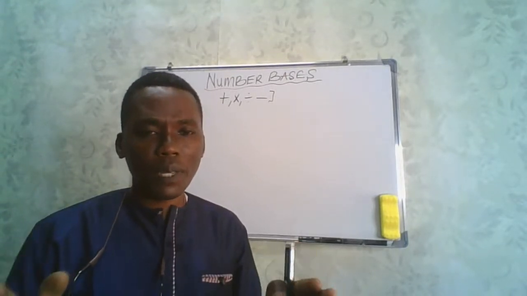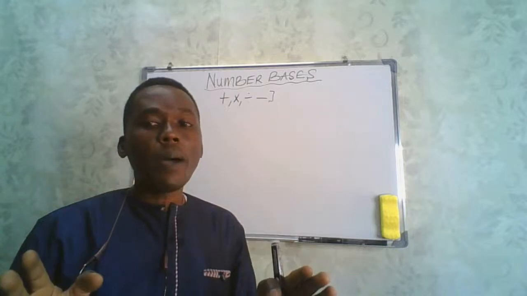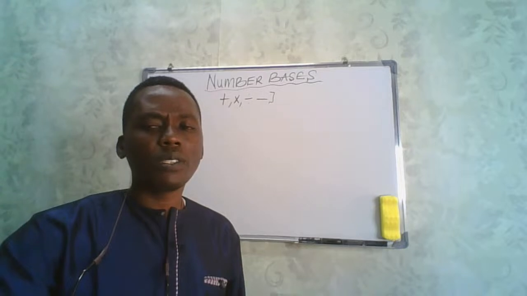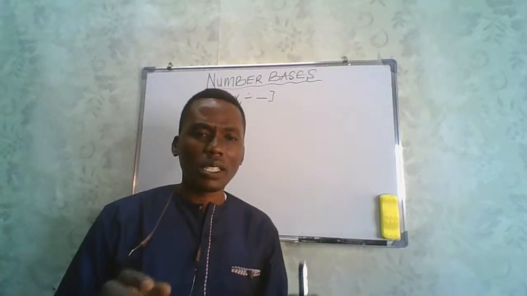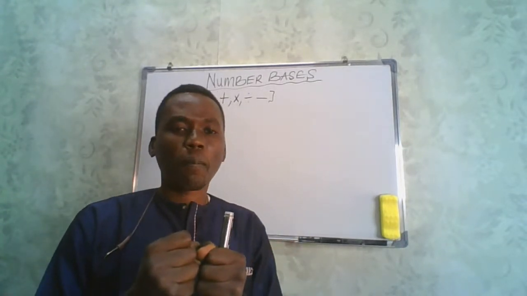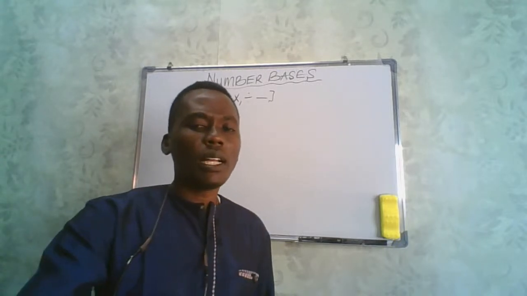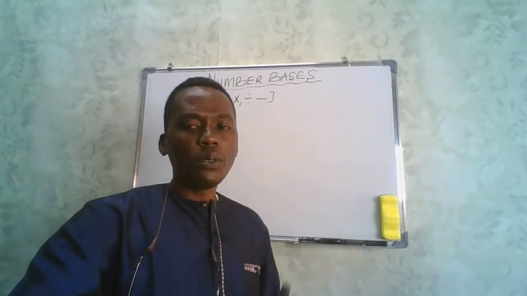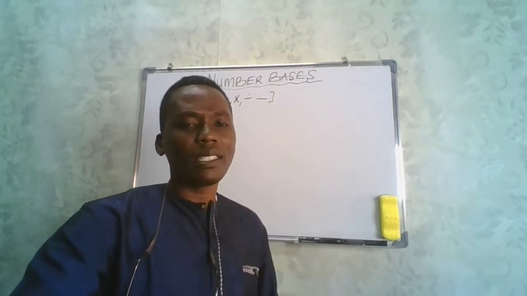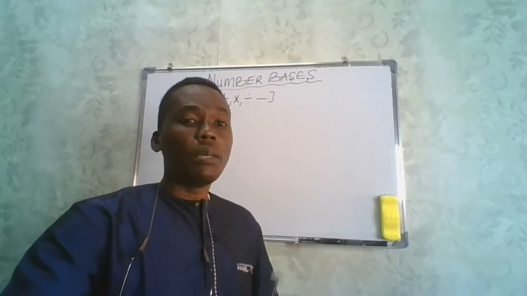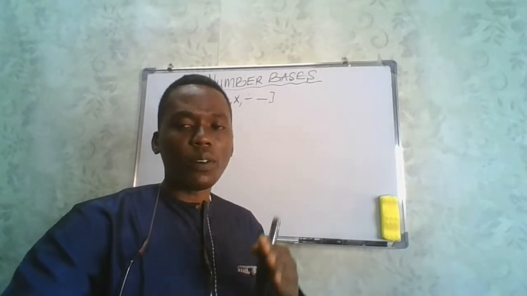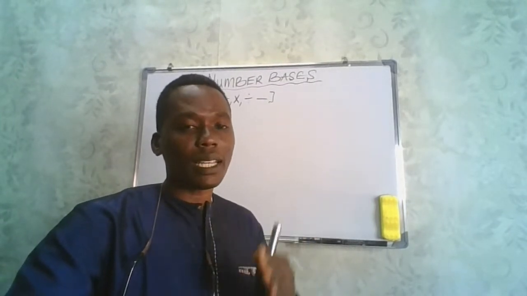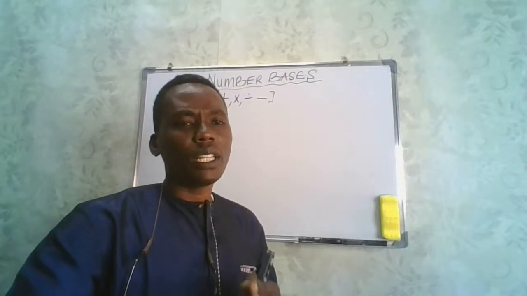Now, what are number bases? Number bases are a system of counting in which certain units make up a given bundle. The bundles are placed in their various place values, and the placing of each digit shows the value of that digit. Now, what does that mean?